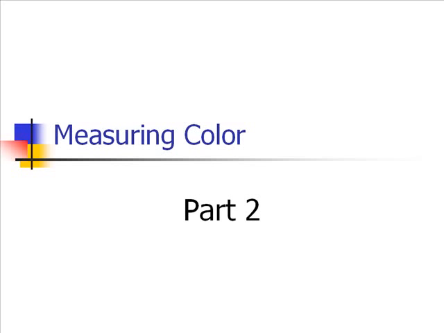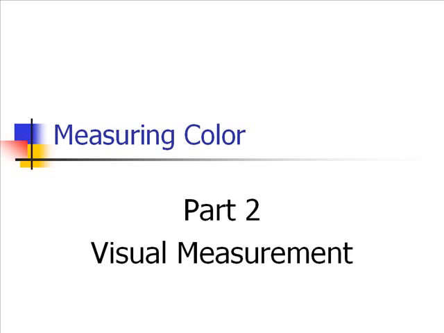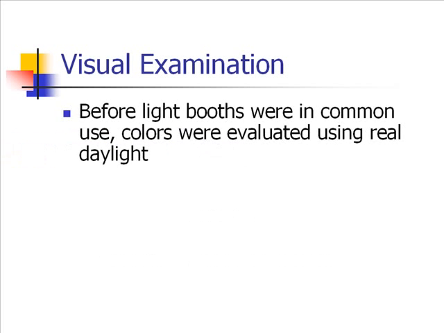Part 2. We'll look at visual measurement. So we're looking at examination, and the first kind of examination is visual examination. Now, we have light booths, standard light booths that we use that have standard light sources in them to look at color, to make everything standardized and everything look the same.